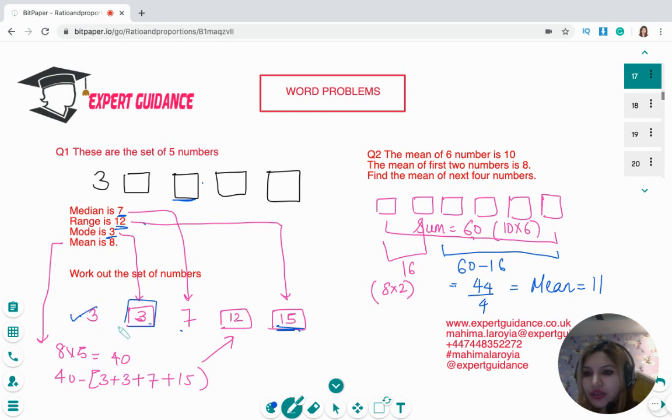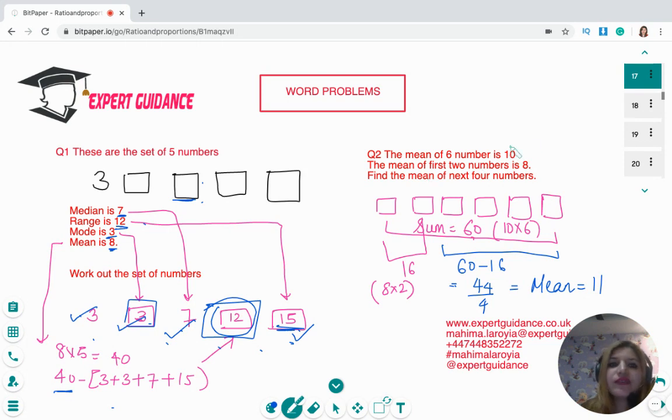Now we have got 3, 3, 7, and 15. Now we have to work out the last number. We know since the mean is 8 and there are 5 terms, it means that the sum of all these numbers is 40. So we add all of them together, take away from 40, and we'll get 12 as the last number. Okay, so I hope this is clear to you.